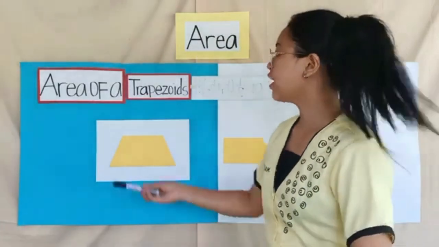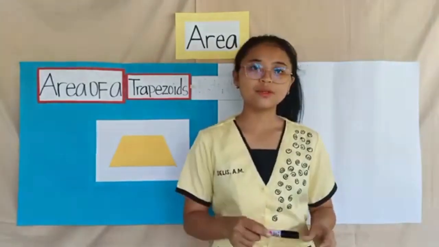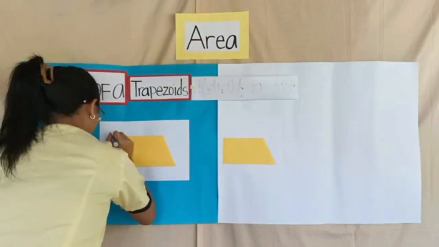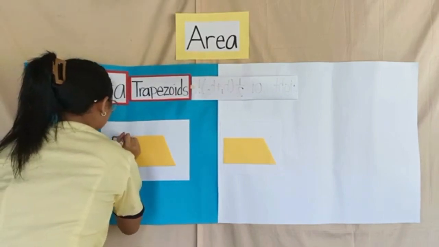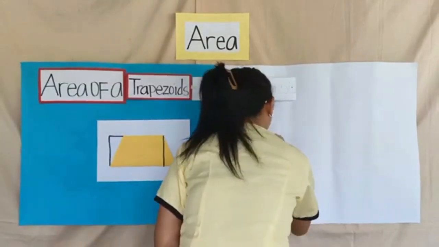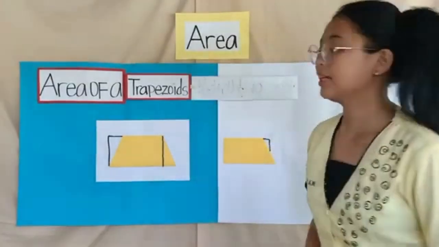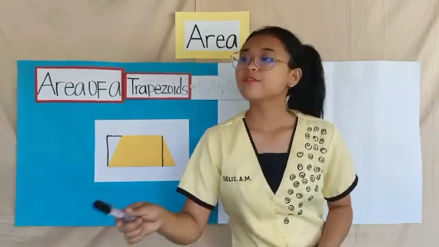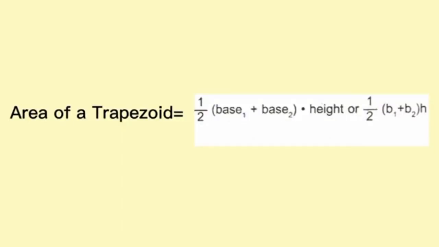Okay, let's move on to area of trapezoids. Since a trapezoid is also like a rectangle, just like this, now, do you see how they both transform into a rectangle? Very good. Therefore, the area of a trapezoid is 1/2 times base sub 1 plus base sub 2 times height, or we can simply write 1/2 times b sub 1 plus b sub 2 times h.